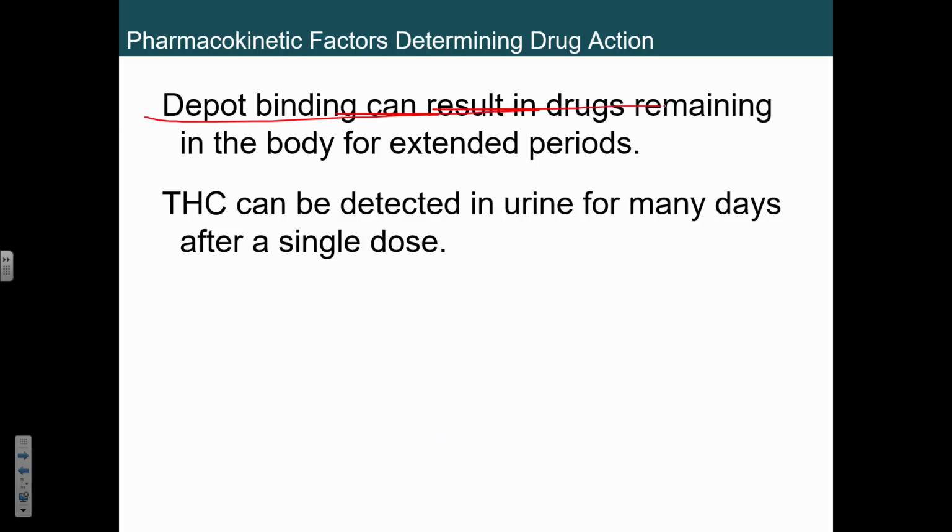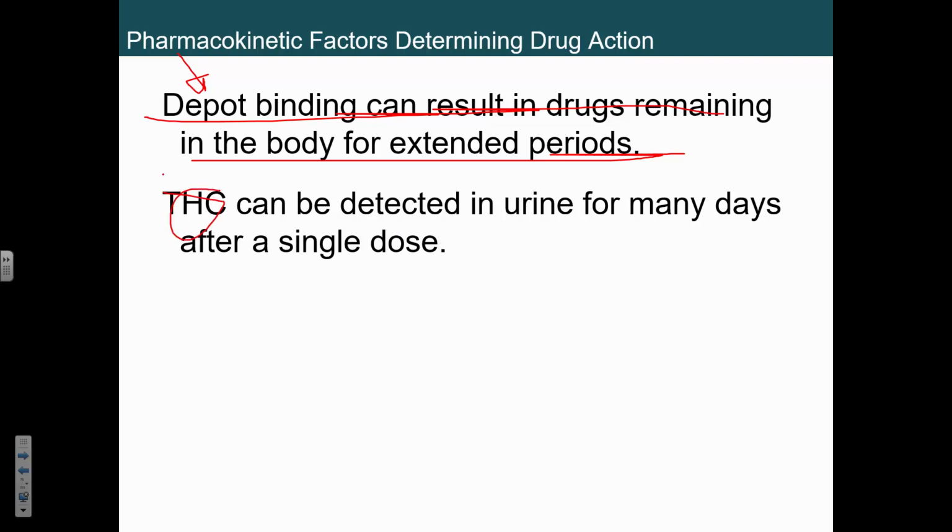This is important for those of you who've ever had to take a drug test. Everybody got quiet. They started paying attention at that point. Certain drugs can actually stay in your body for a long time. A lot of this is due to that depot binding, right?